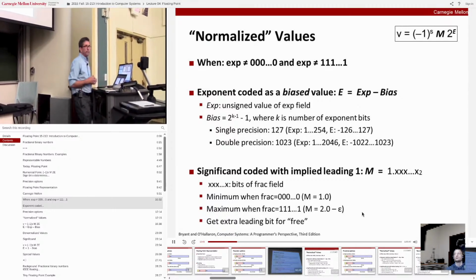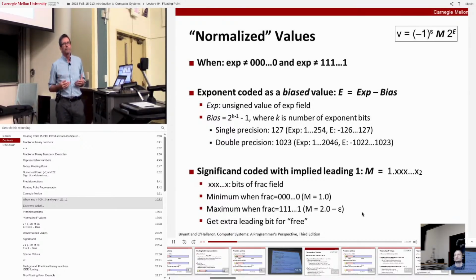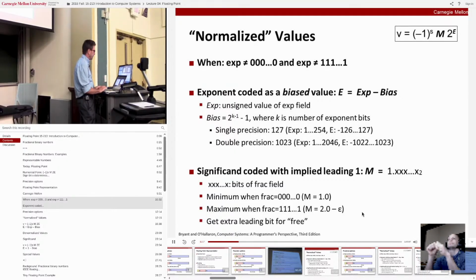Now, there's a number of different kinds of floating point representations. The default and common representation is called normalized values. Normalized values are all the values where the exp field is not equal to all zeros and not equal to all ones. All zeros and all ones are special kinds of numbers we'll look at in a second.